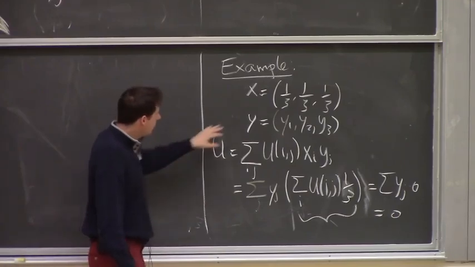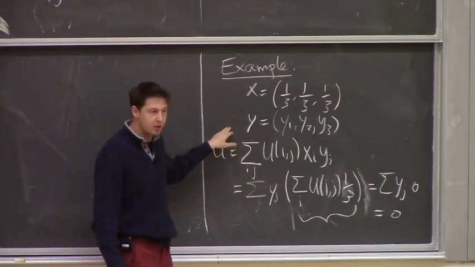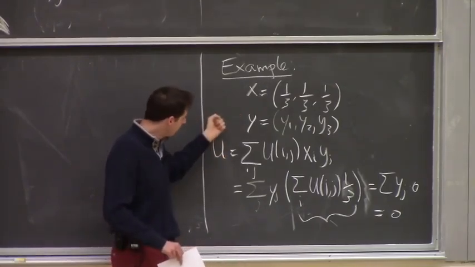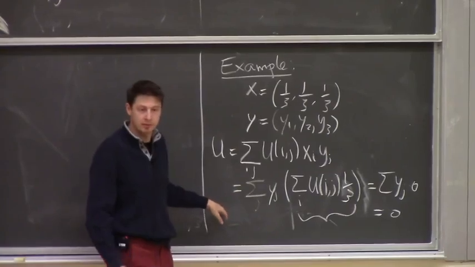Now, could it be that there exists a strategy that has a similar property, but guarantees you a utility that is bigger than 0?